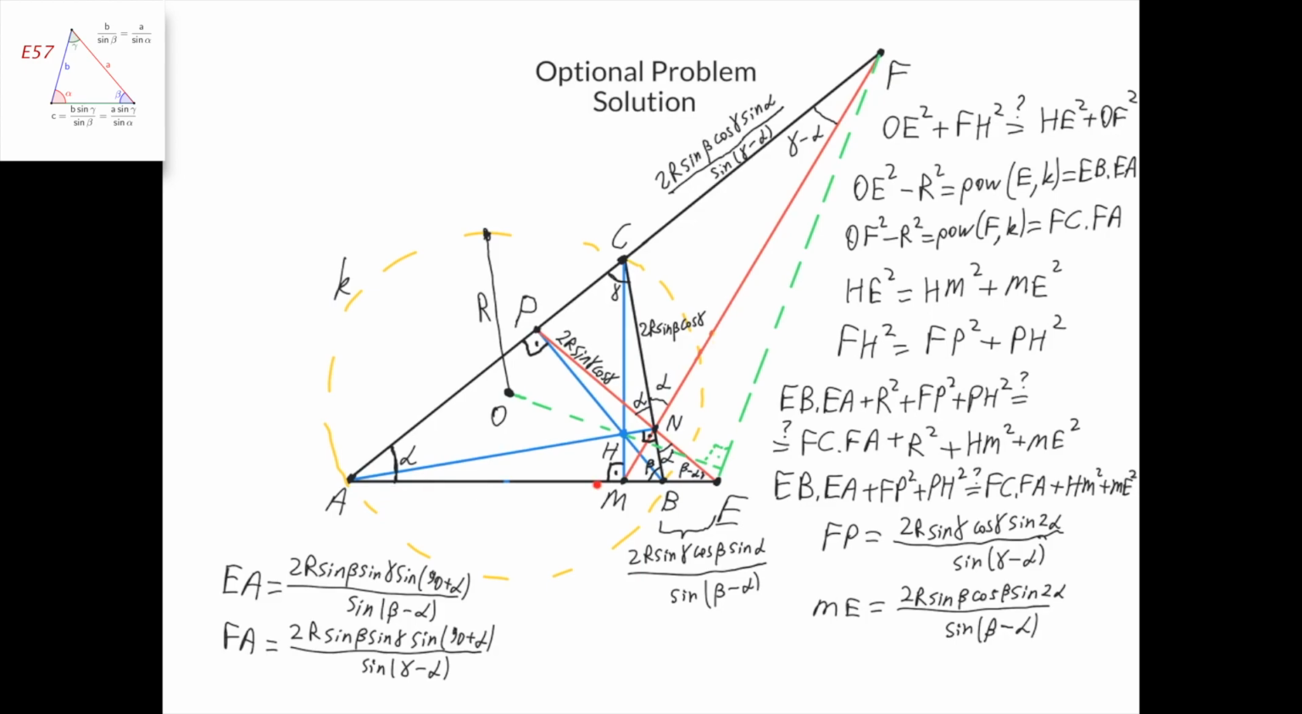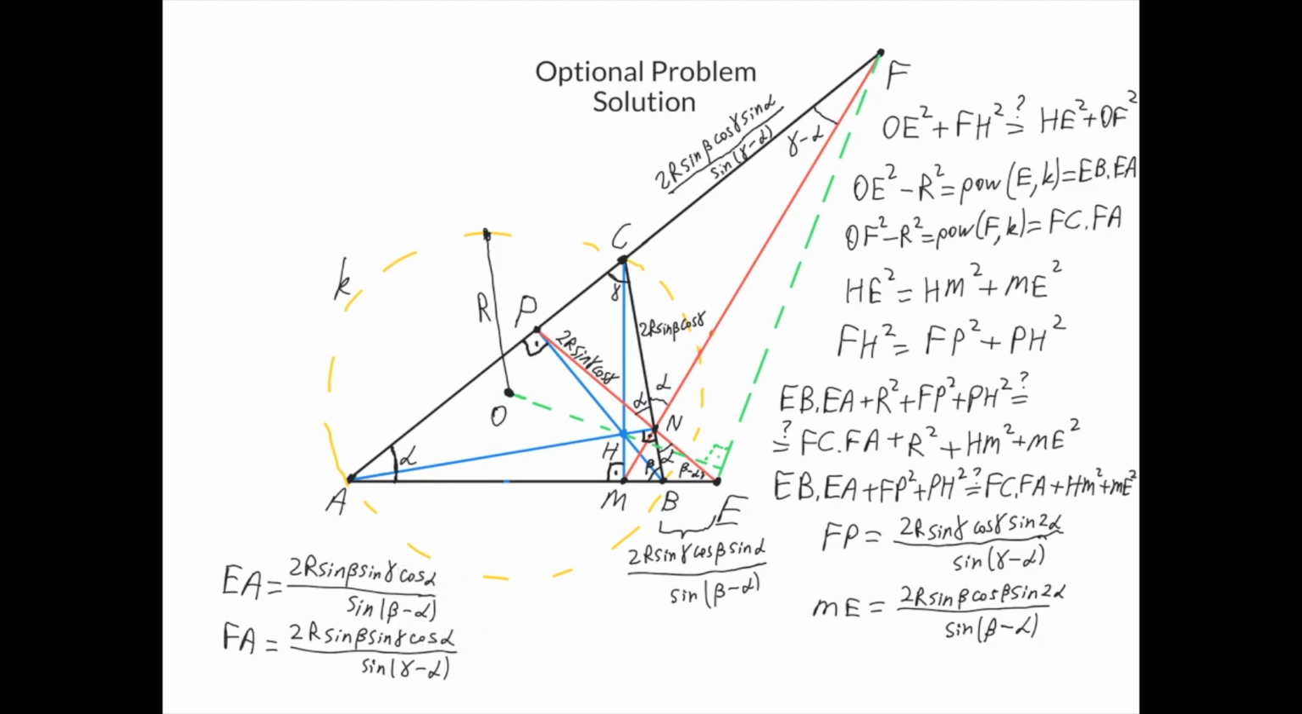Therefore, EA equals the length of AN, which is 2r sine beta sine gamma, times the sine of this angle, sine of 90 plus alpha, divided by the sine of this angle, sine of beta minus alpha. Similarly, FA equals 2r sine of beta sine of gamma, which is the length of AN, times the sine of 90 plus alpha, divided by the sine of gamma minus alpha. Now we can write sine of 90 plus alpha here and here as sine of 90 minus alpha, but we also know that sine of 90 minus alpha equals cosine of alpha. Hence, this is the final expression for EA and this is the final expression for FA.